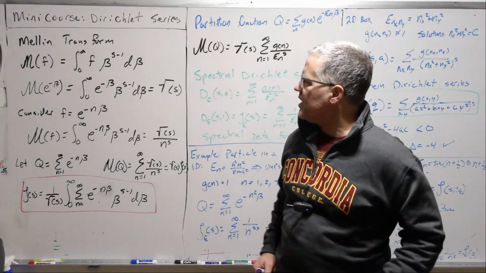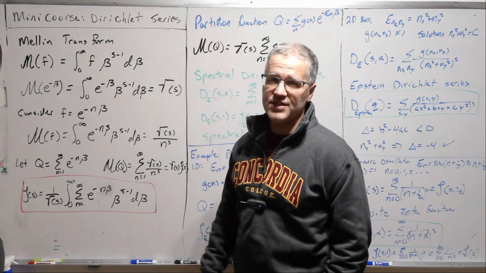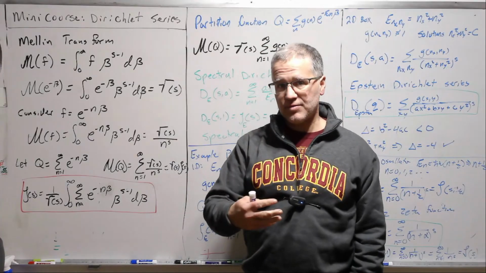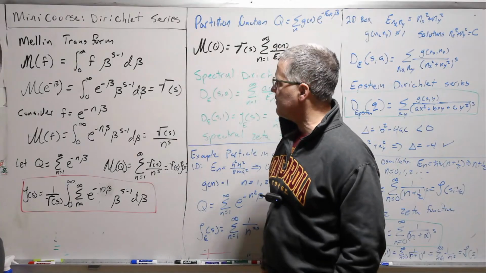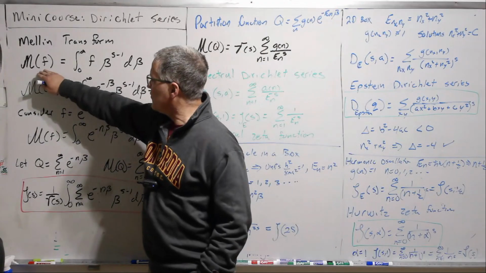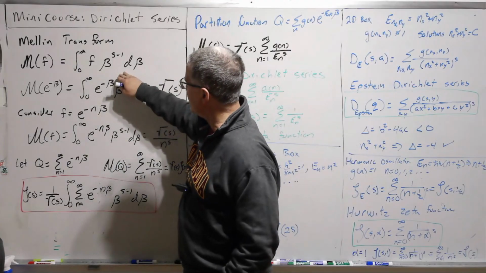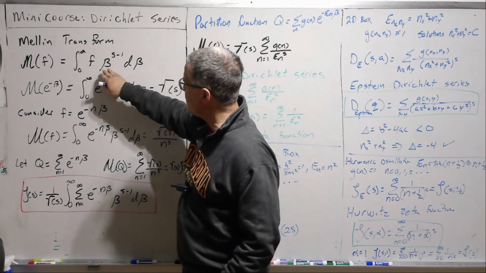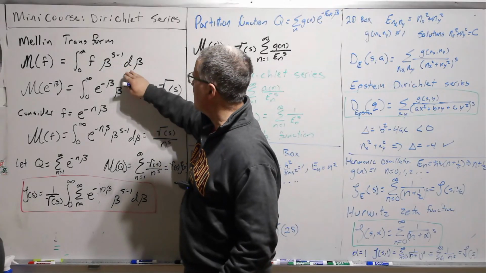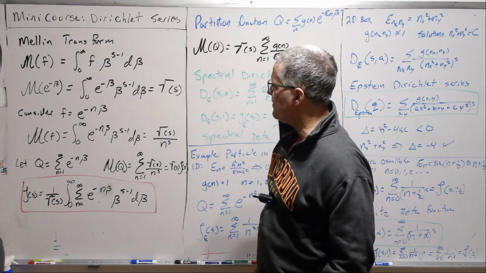Okay, today we're going to talk about a very special transform in terms of the Dirichlet series, and that is the Mellin transform. And this has a lot of other applications as well, but very important here for the Dirichlet series. So the Mellin transform of some function f is given by this integral transformation. The Mellin transform kernel is simply beta to the s minus 1, and then integrated from 0 to infinity.